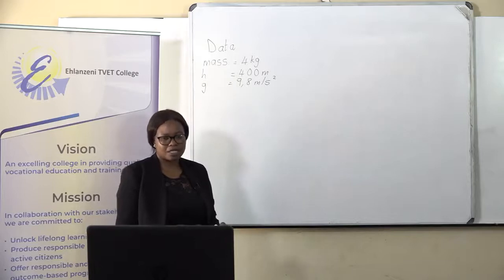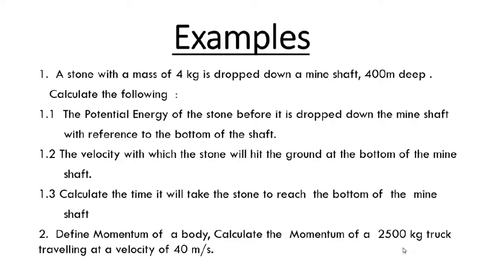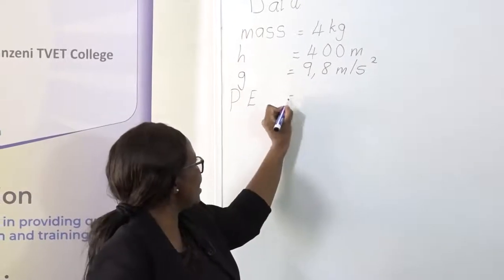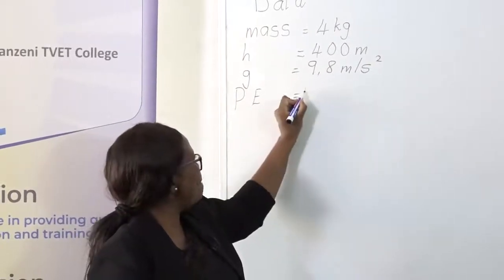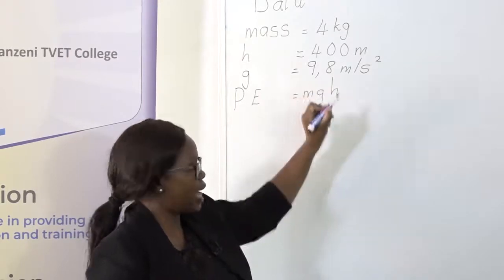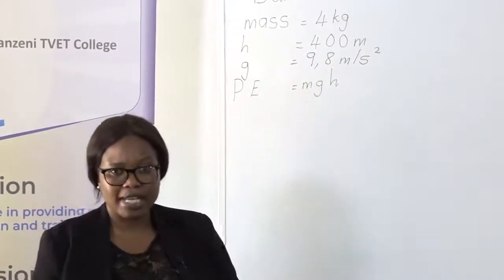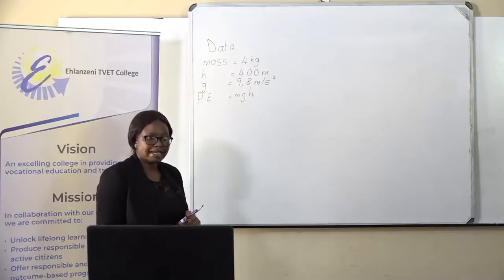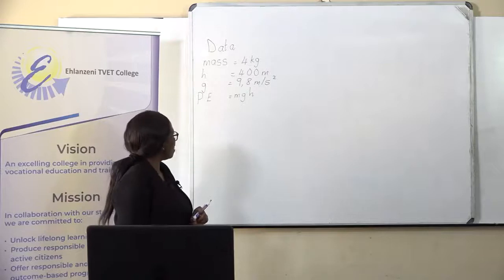And what are we asked to calculate? We are asked to calculate potential energy, and potential energy we say PE. Potential energy is equal to mass times gravitational acceleration times height. Do we have all the information now? That's the next question that we need to ask ourselves. Yes, we have everything. So now let's start putting in the figures according to our formula.